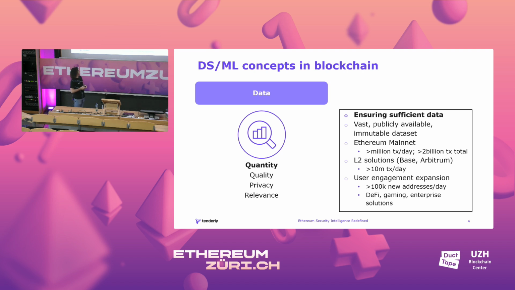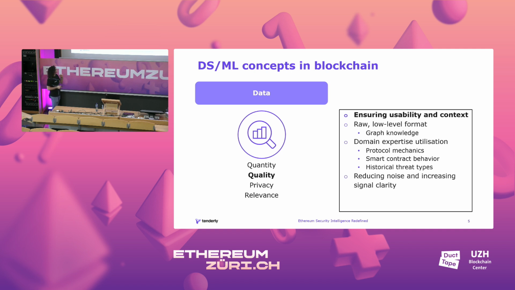And nowadays, L2 solutions are trending, so we have even more transactions happening. On Base and Arbitrum, there are around 5 million transactions a day. On another L2 solution, there are more than 10 million transactions a day. And not just that we're having a lot of transactions, there are also more and more new addresses being active each day, and they are active in different blockchain ecosystems. Some users are active in DeFi, some in gaming, which is really good because we can not just learn a lot, but learn in different subsections and probably be even better at solving specific security problems on the blockchain.